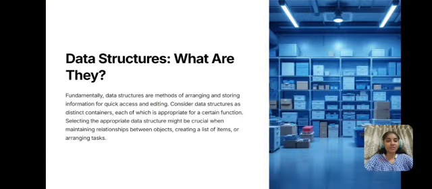Now, what are data structures? Data structures are basically different ways of organizing and storing data so that it can be accessed and modified efficiently. Think of them as different types of containers, each designed for a specific purpose. Some are fast when it comes to searching, some are better at adding or removing data, and others are ideal for connecting related information. In programming, choosing the right data structure can completely change how efficient and powerful your code becomes.